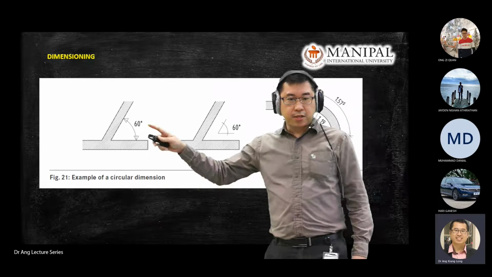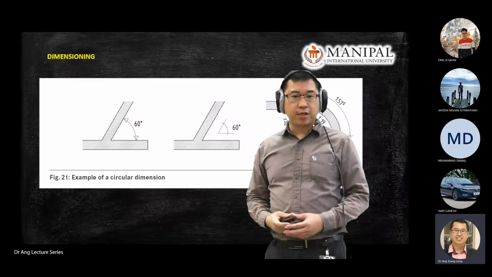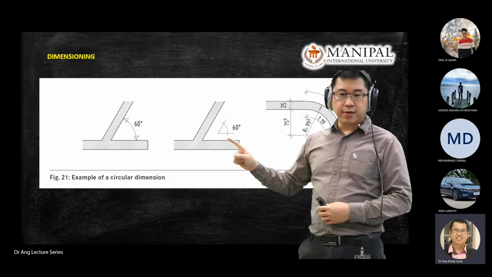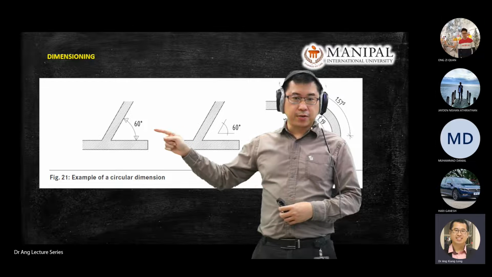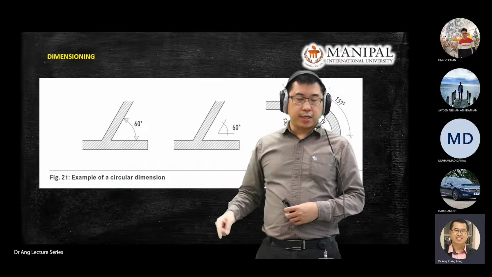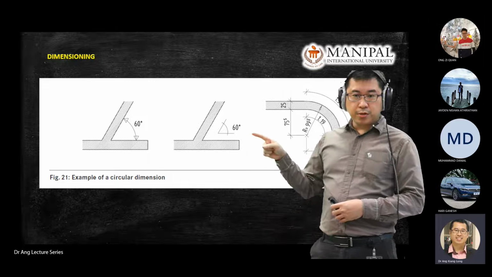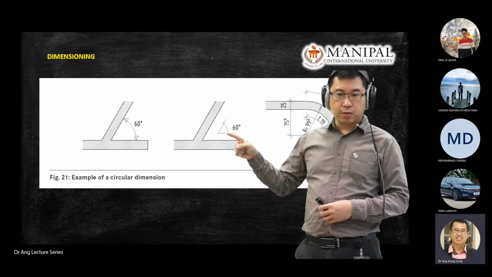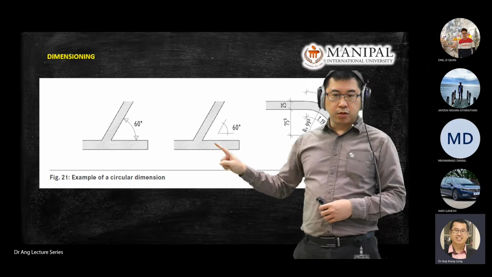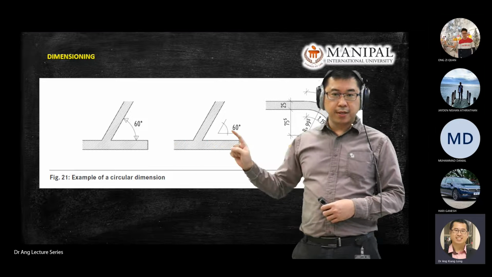Another one is on circular dimension. Circular dimension means you deal with angle. So there are some representation options that you can use. Either you use arrow to arrow, then you put a degree there, or you can use an angle symbol to represent the angle. Okay, so there are two practices as examples here.